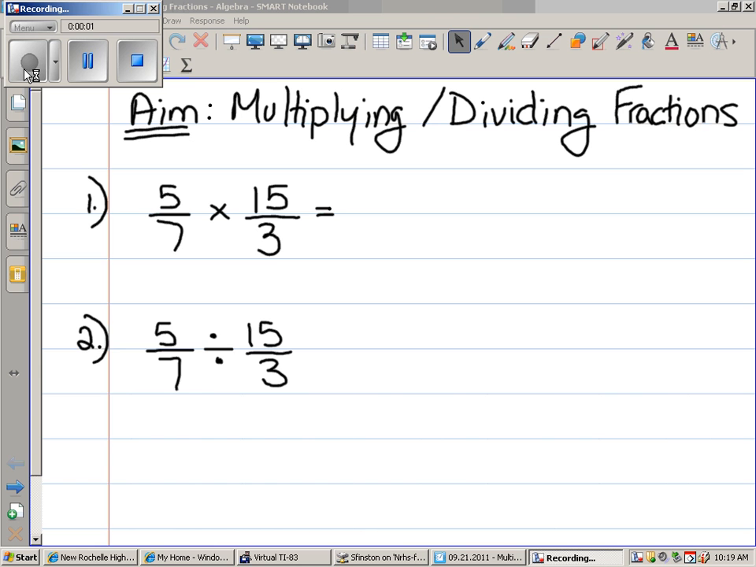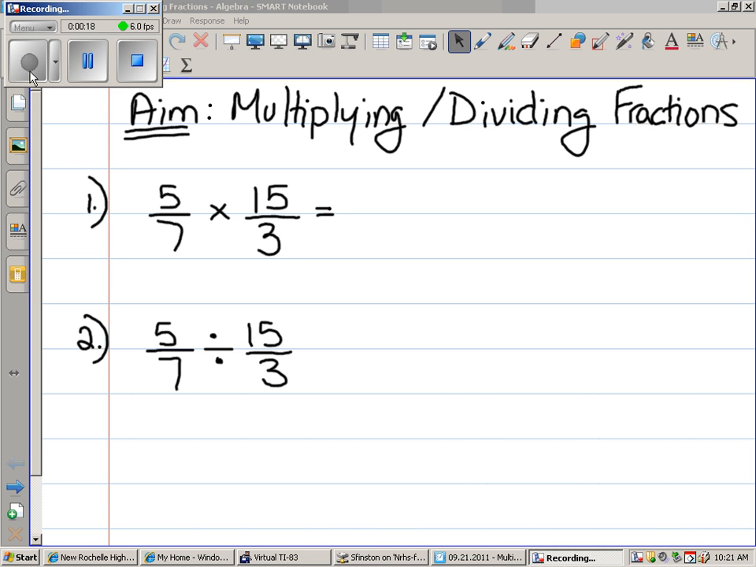For today, multiplying and dividing fractions. Actually, multiplying and dividing fractions is super easy. I know that's hard to think about, hard to understand. Adding and subtracting fractions is difficult because there's a whole bunch of steps. Multiplying and dividing, so easy.